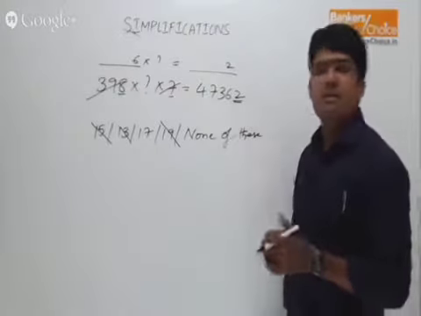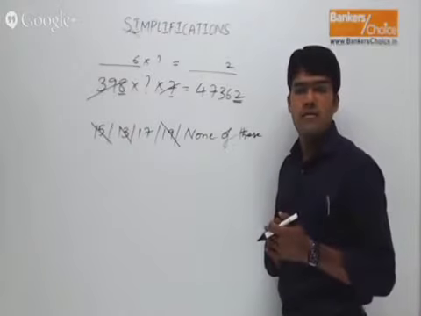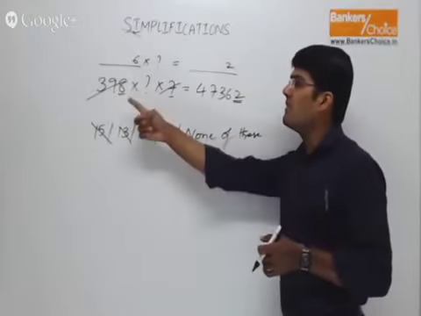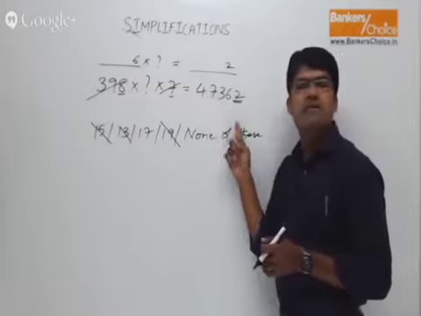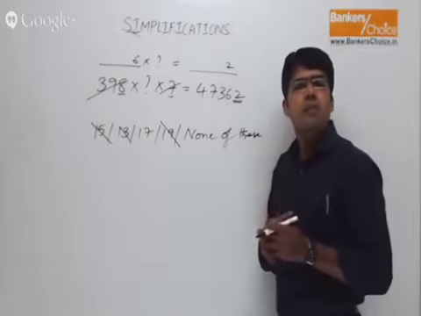If at all I do the complete calculation, how much time do you think it will take? It would easily take more than 1 minute. 47,362 should be divided by 398. Then it should be divided by 7. Division generally takes more time, and moreover this kind of division will take much more time.